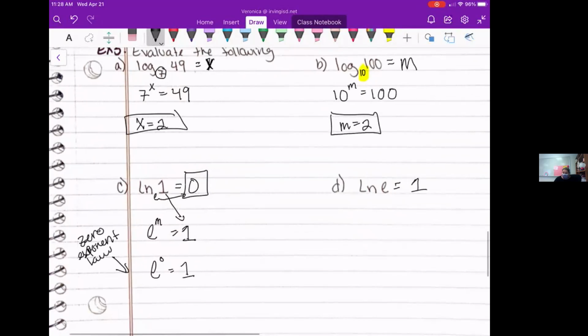Okay, so the same thing happens here, right? So we have ln e. We know that our natural base is e, right? So e to the power of 1 is e, right? So in order for it to be itself, the exponent has to be 1. So that's why we get 1. So those are really just properties, and you can just know that. ln 1 is always 0, and ln e is always 1. Ta-da! Okay.